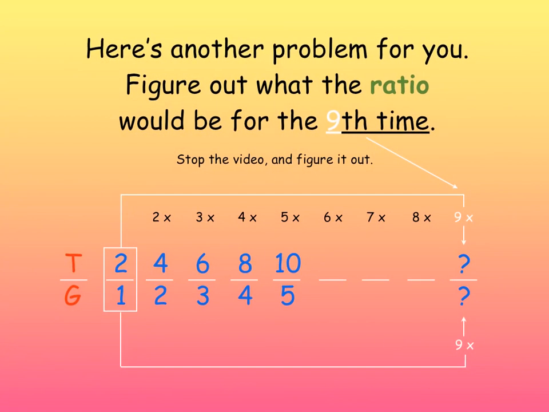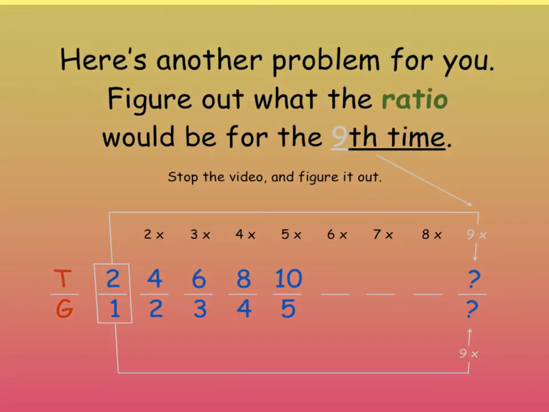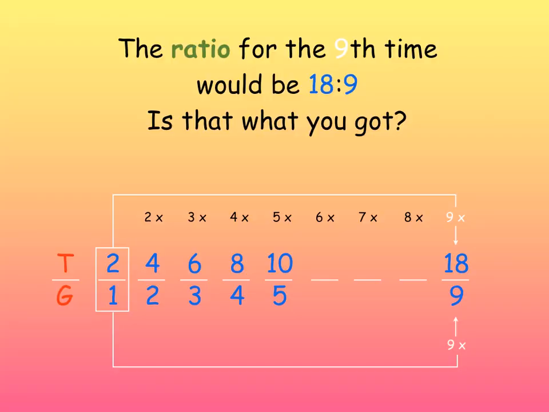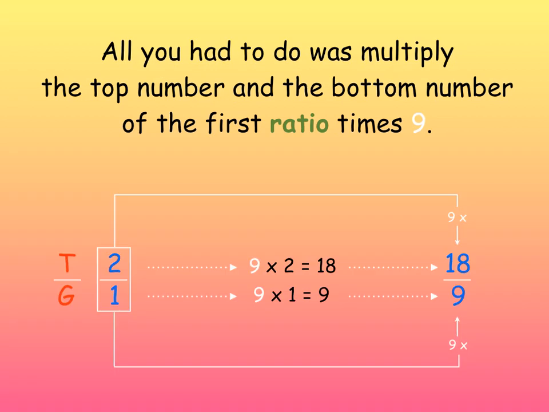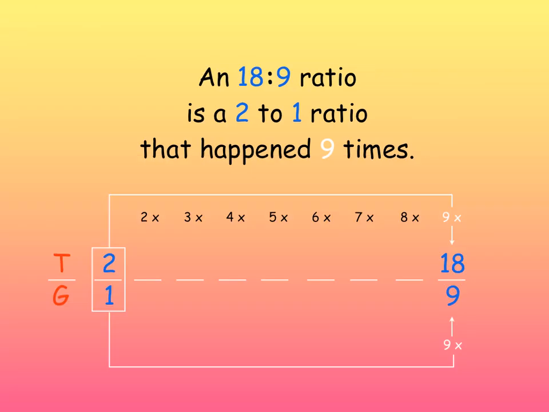Here's another problem for you. Figure out what the ratio would be for the 9th time. Stop the video and figure this one out. The ratio for the 9th time would be 18 to 9. All you had to do is multiply the top number and the bottom number of the first ratio, that's 2 to 1, times 9. 9 times 2, 9 times 1, 18 to 9. An 18 to 9 ratio is actually a 2 to 1 ratio that happened 9 times. Surprise, surprise.